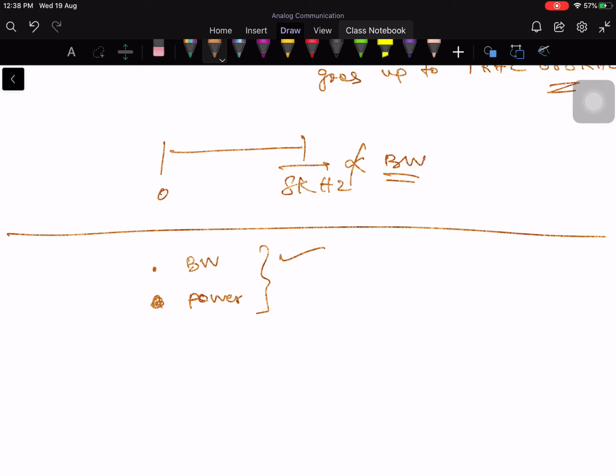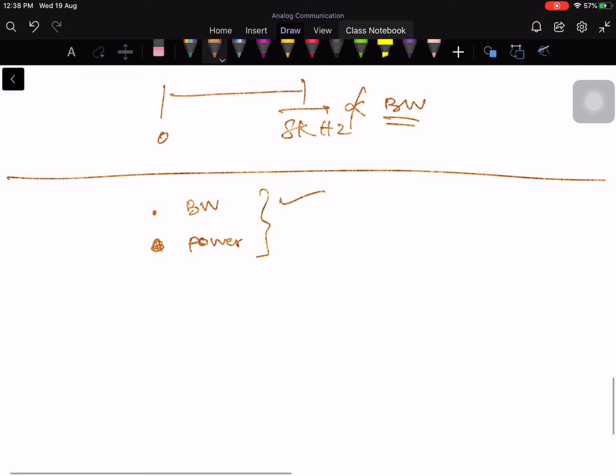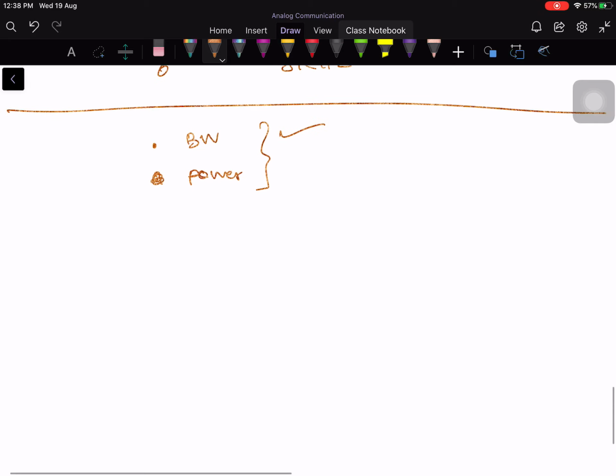So they are just going to hear some junk, which is not very desirable. So bandwidth is a very, very important resource for a communication engineer. And the second one is power. The amount of power that the transmitter outputs is a very important attribute in a communication system.